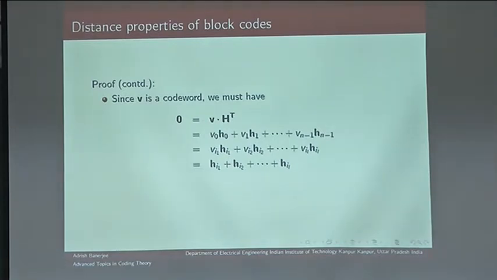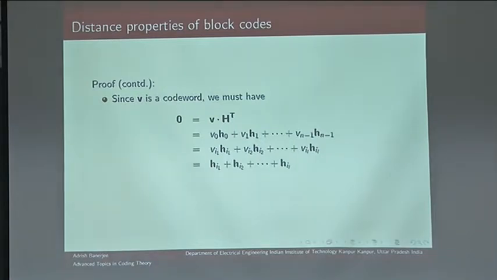So then 0 multiplied by the column will be 0. So what you are left with is something like this. And what is VI1, VI2, VI3, VIL? These are all 1. So what we get now is H of I1 plus H of I2 plus H of I3 up to H of IL, the vector sum of these is basically 0.